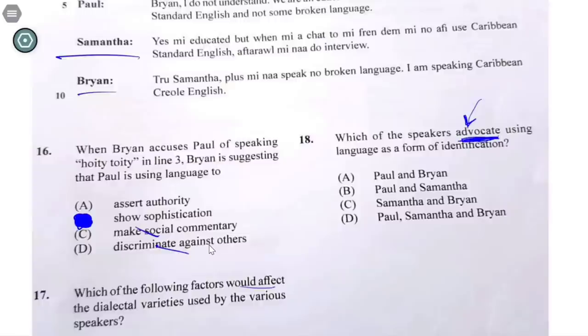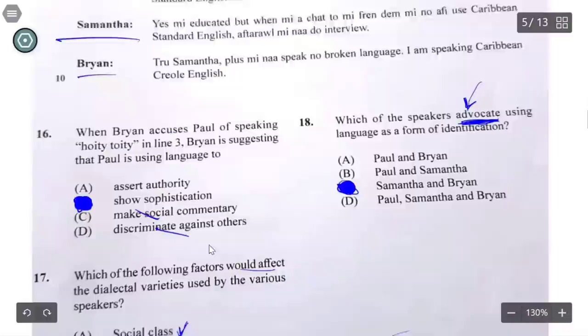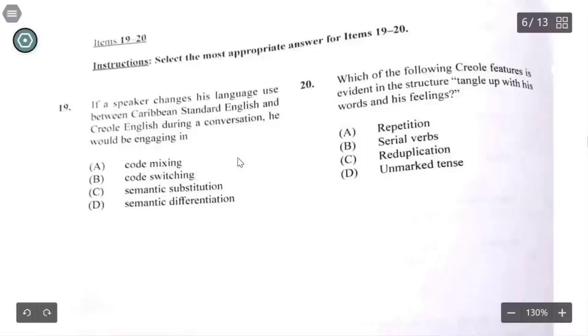Samantha says that she's talking to her friends, so she doesn't need to use the Caribbean standard English, and she says, after all, I'm not doing an interview. And Brian says that he's not speaking any broken language, he's speaking the Caribbean Creole English, and they speak to that as them being a part of the Caribbean, or citizens of the Caribbean, so they don't need to speak Caribbean standard English all the time, they can use their Creole language. So for that, I say Samantha and Brian, which means 18C. But as I said, you can contest it in the comment section. Now let's deal with numbers 19 to 20.